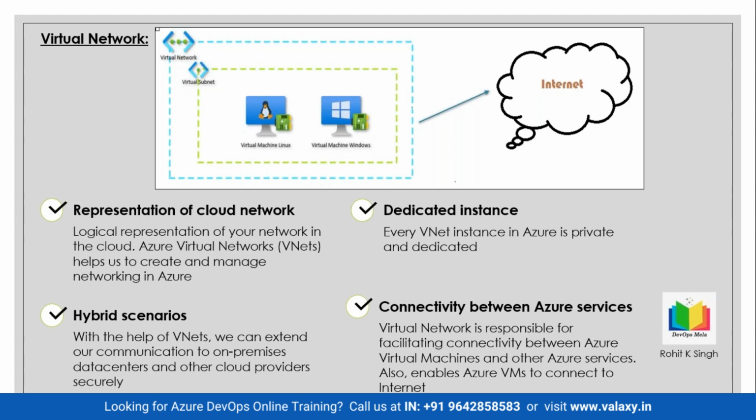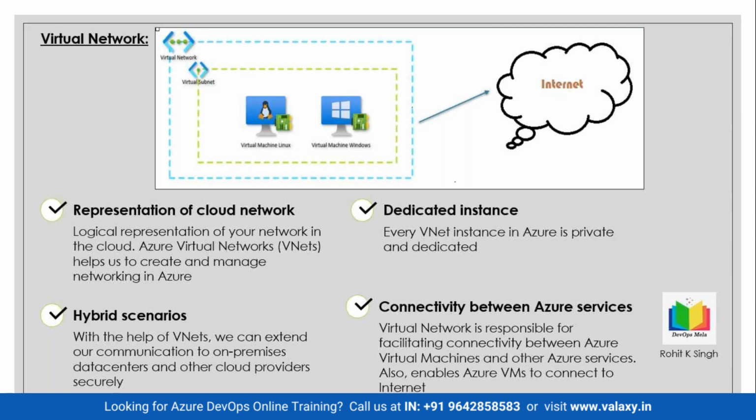So what are the benefits of using virtual network? Representation of cloud network. So this is your private networking which is happening in cloud. Hybrid scenarios. So with the help of Vnet, we can extend our communication to on-prem servers also. So that is the reason we call this hybrid. Not just in cloud. If you want to communicate to your on-prem servers, even that is possible. Dedicated instance. So every Vnet in Azure is private and dedicated. So you will have a dedicated environment created on cloud. Connectivity between Azure services. So if you want to connect to other services, like from VM, you want to connect to your storage account, you want to connect to your SQL servers.